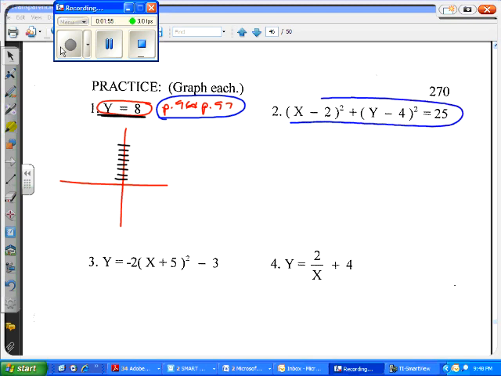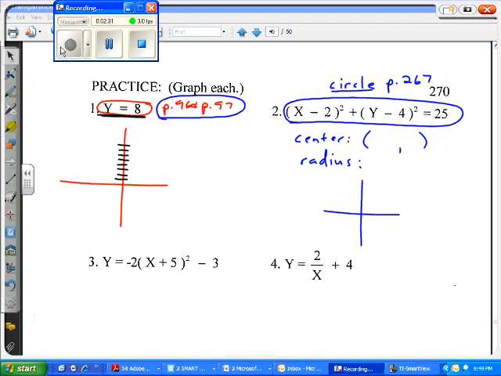X minus 2 quantity squared plus y minus 4 quantity squared is a circle. The rules for that are on page 267. What you're going to do is name the center. You're going to name the radius. And you're going to use the center and the radius to graph.